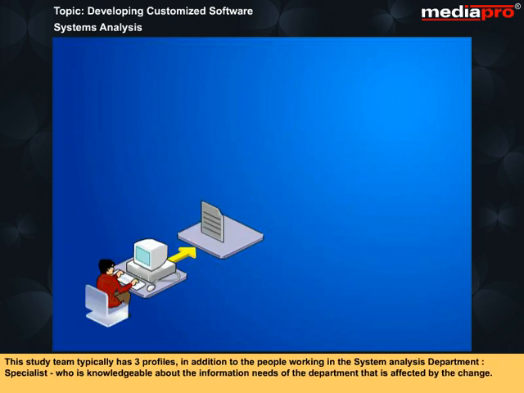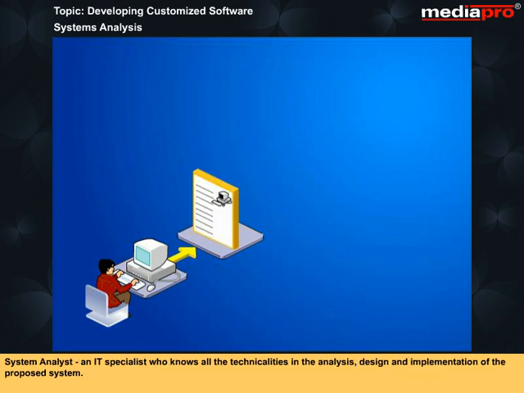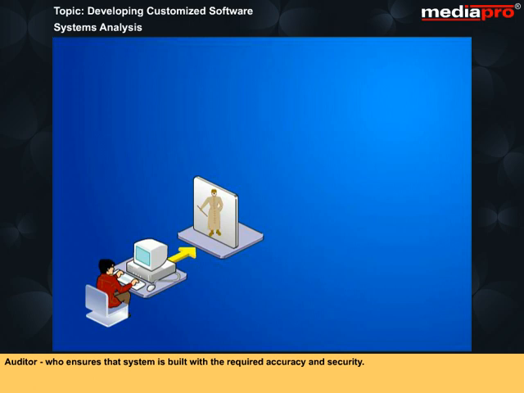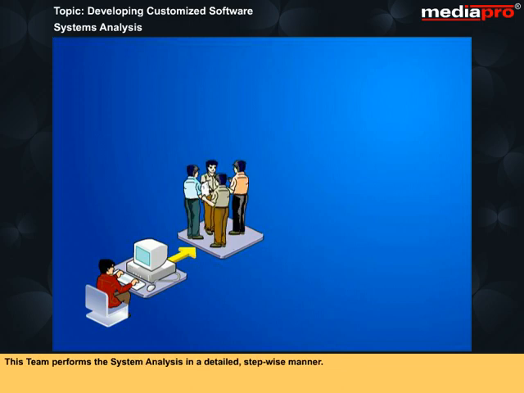This study team typically has 3 profiles in addition to the people working in the system analysis department: a specialist who is knowledgeable about the information needs of the department that is affected by the change, a system analyst, an IT specialist who knows all the technicalities in the analysis, design and implementation of the proposed system, and an auditor who ensures that the system is built with the required accuracy and security. This team performs the system analysis in a detailed stepwise manner.